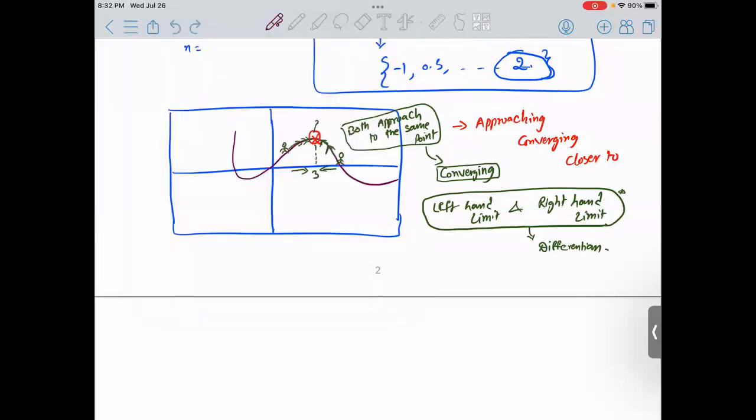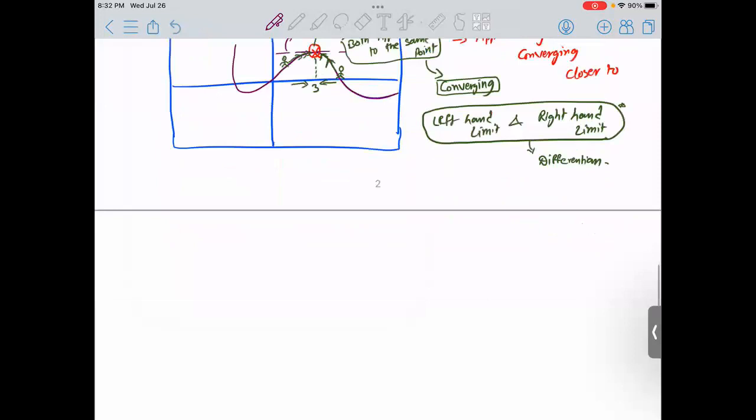You can find a slope at this point. Clear, everyone? Did you understand how you can tell whether a function is differentiable at a point or not? Yes, sir. That means when the left hand limit and the right hand limit, LHL and RHL, are equal. Yeah. Now I am coming to the converging thing.